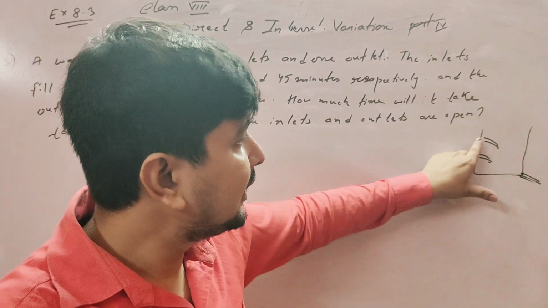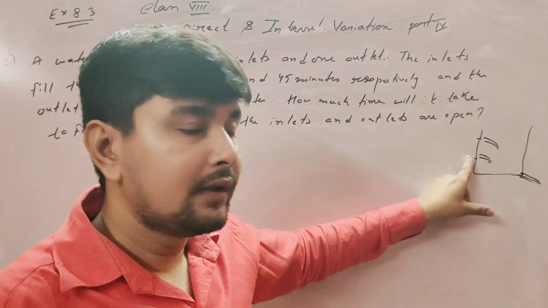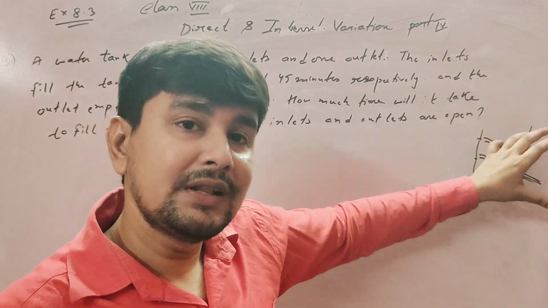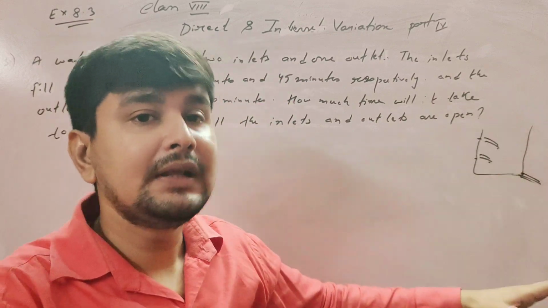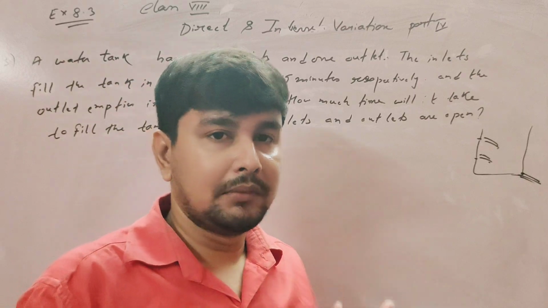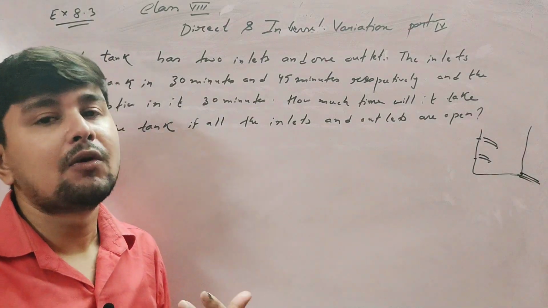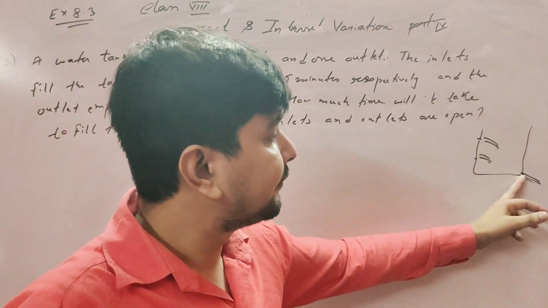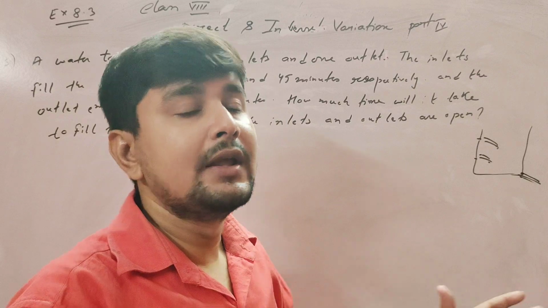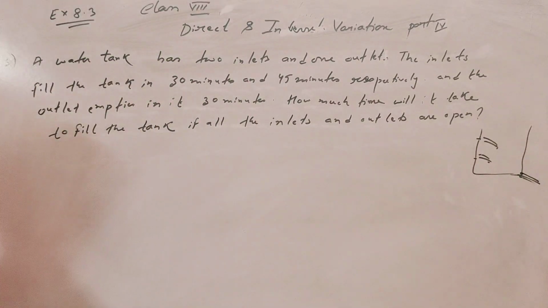Again I repeat, if 1 inlet is open, it fills the tank in 30 minutes. If the second inlet is open, it fills the tank in 45 minutes. If the outlet is open, it empties the tank in only 30 minutes. So how much time will it take to fill the tank if both inlets and the outlet are open at a time? Clear?